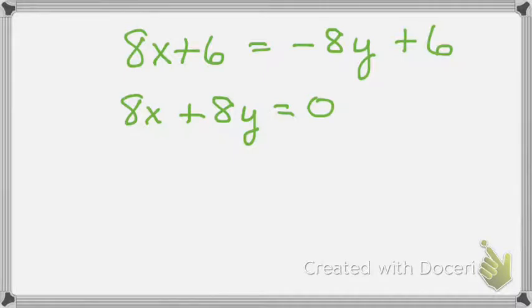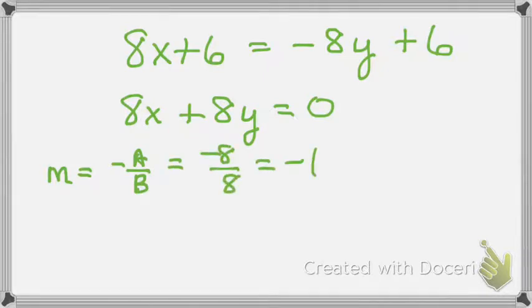Okay? All right, so on this one, what would my slope be? How do you calculate slope? Negative a over b, so negative 8 over positive 8 would mean negative 1. So if my slope is negative 1, that means this line goes downhill, and my rise over run is 1 over 1. So it's a downhill perfect 45-degree angle. Okay, what about the intercepts on this one? What's my x-intercept?